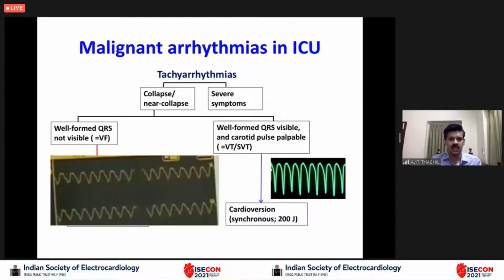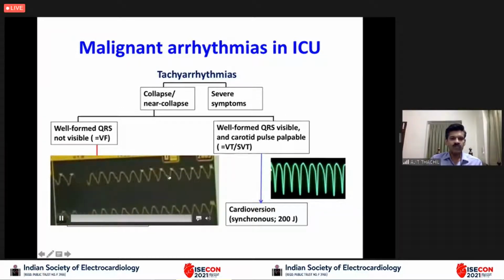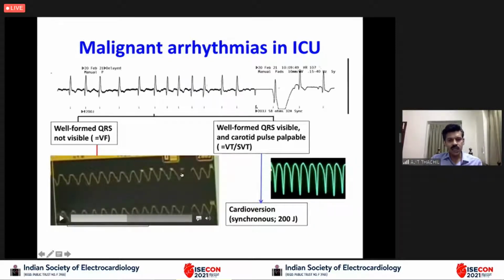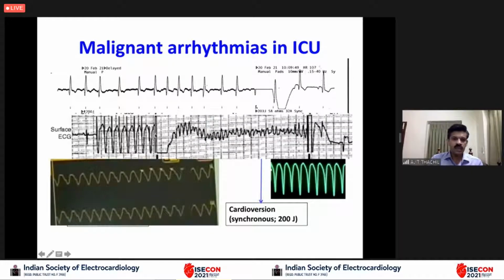What's the difference? In synchronous cardioversion, you press the sync button, look for these markers coming on top of the QRS. If they don't come, change the lead to make sure that they come. And then you give a synchronized shock. So this is a synchronized shock. There are markers on the QRS. You can see that the shock is delivered the moment the QRS has come. And this of course is a supraventricular tachycardia. The difference between that and an asynchronous shock could be this.